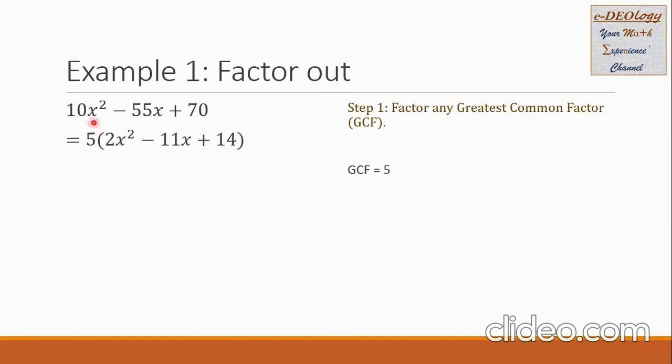So what remains in the first term will be 2x squared. The second term now becomes negative 11x. And the third term, 70, will become 14. Step 2. Let us find the product AC. After removing the greatest common factor, we have now our new trinomial to be 2x squared minus 11x plus 14. Now taking the AC, the a, which is the coefficient of x squared, is 2, and the c is the constant 14. Now multiplying the a and c, 2 times 14 equals 28.